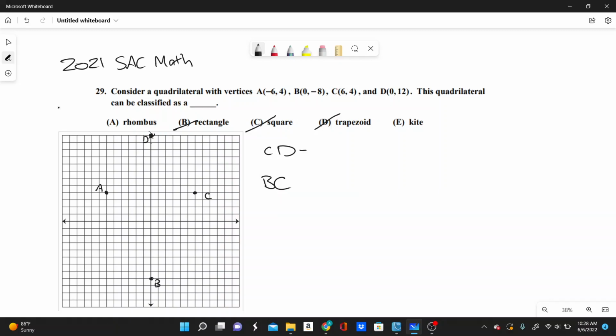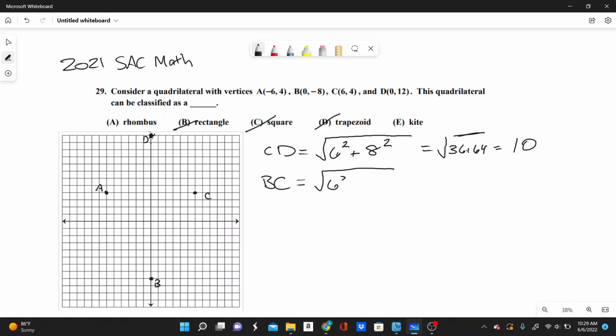So CD, just do some distance formula. The distance between the x's is 6, so 6 squared. The distance between your y's is 8, 4 to 12, so 8 squared. So that will be a distance of square root of 36 plus 64, so square root of 100, which is just 10. And then for BC, from 0 to 6, that is also 6 squared. From -8 to 4, that's 12, so 12 squared. So we have 6 squared plus 12 squared, which is 180, which is definitely more than the square root of 100, or at least it's different. So we know that these side lengths aren't the same, so we can eliminate rhombus. So the only option left is kite.